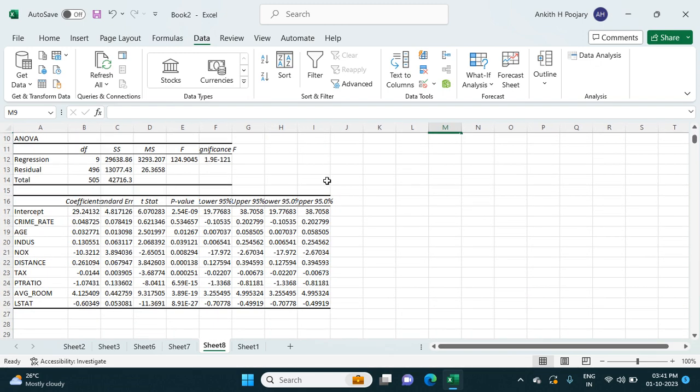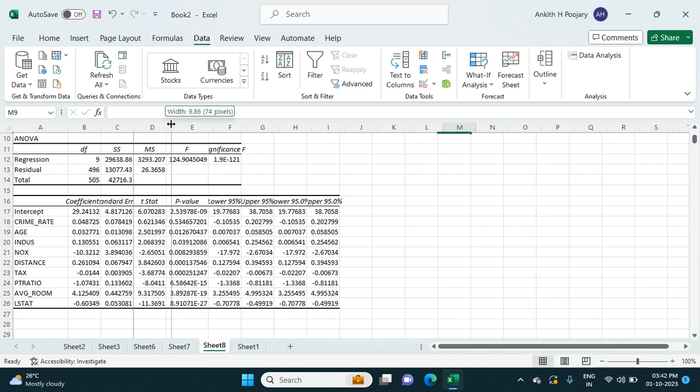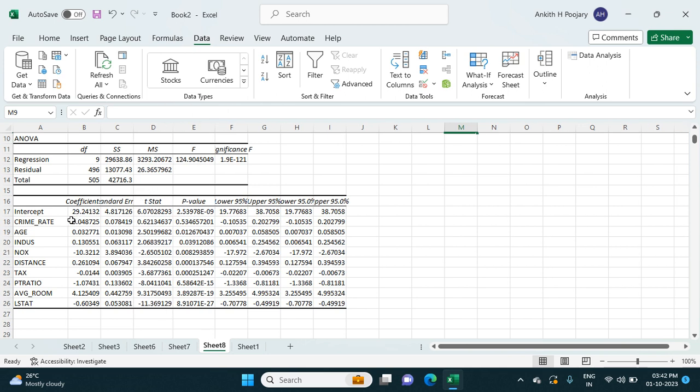Then, in order to understand the significance of your variables, this table gives that information: how significant or insignificant your variables are in determining the dependent variable. It will give the whole table with crime rate, age, average price, average room, all that information. It gives the coefficient and the p-value.